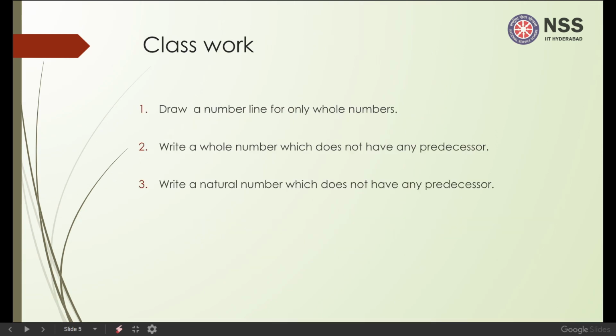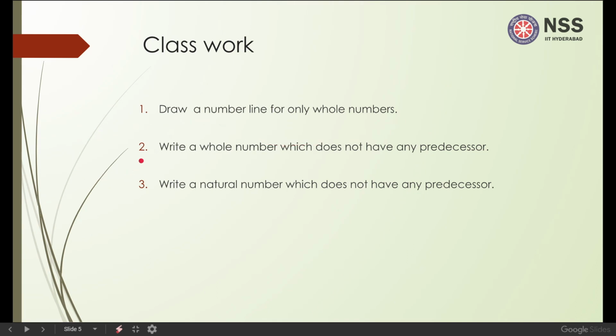So now let us solve some questions. Draw a number line for only whole numbers. Pause this video and try to solve this question. So in a number line with only whole numbers, we have 0, 1, 2, 3 and so on. Why? Because all whole numbers are positive numbers which do not have any fraction or decimal. So it includes all natural numbers along with 0.